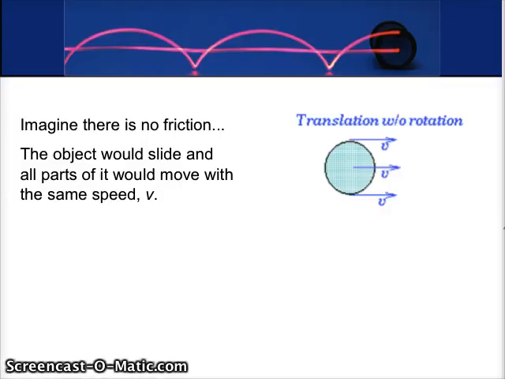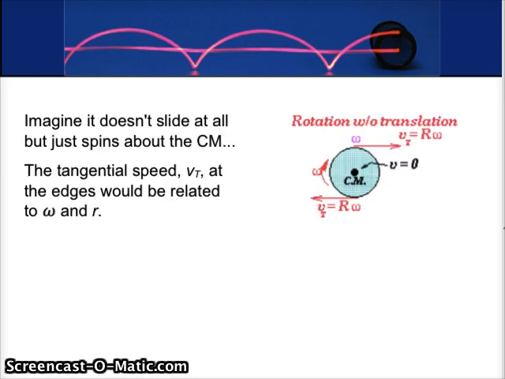Let's break this motion into two parts. First, let's assume that there is no friction, and so our wheel or our rotating object slides. In this case, every point on that wheel would move forward at the exact same speed, which we'll call v. If instead we think about just the rotational part of the motion, so imagine that it doesn't slide, but just spins about its center of mass, then we would have to talk about the tangential speed, or the linear speed at a particular point. And in that case, we would use the formula v = rω to represent that speed.